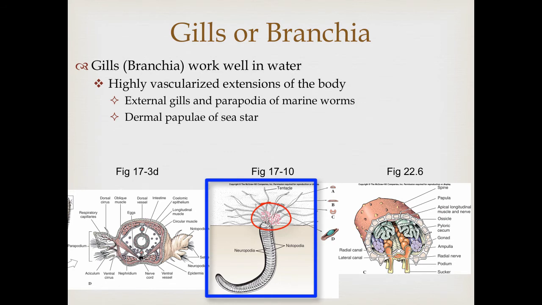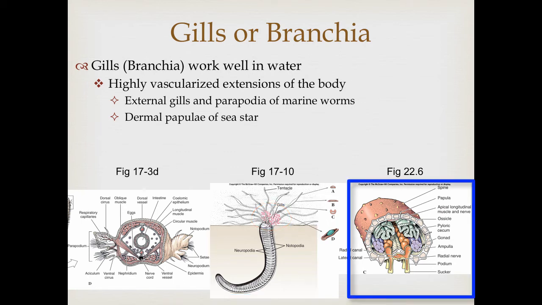Here's another example of a worm that has gills that are separate structures that it can retract within its body if it's threatened, but when it needs to exchange gas, it just sends that out of its body into the aquatic environment for absorption of oxygen and getting rid of CO2. In sea stars, you see these little bumps of skin that increase the surface area. These are called dermal papilla, and these also are respiratory structures.